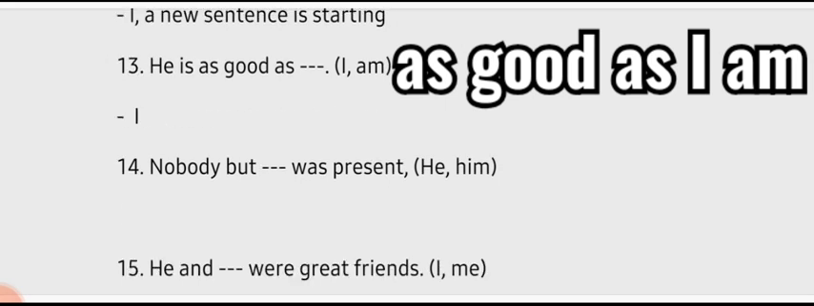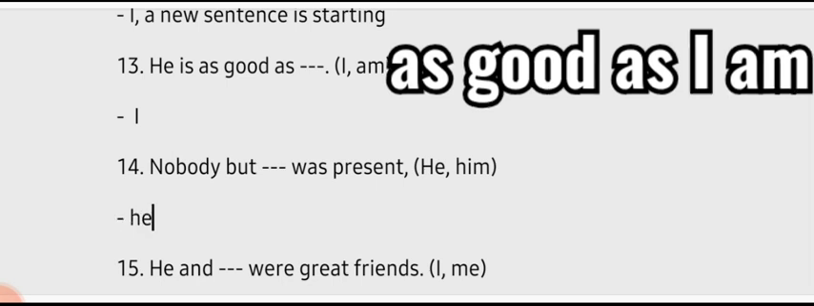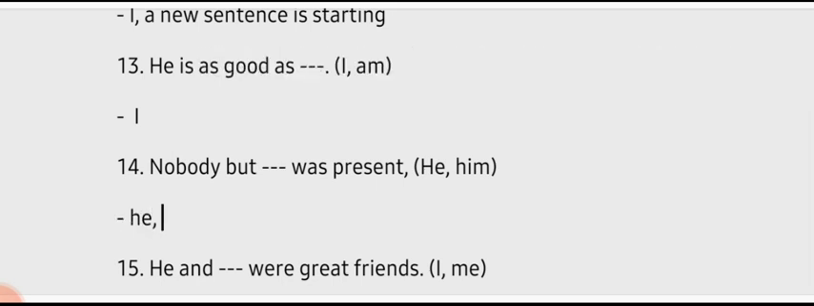Then nobody but he was present. And why he? Because after but means nobody, but is the preposition, nobody but he was present, and was is the helping verb. So sentence starts from the word which is used before was, right? And definitely him was present is not possible. So he was present, he is. We need the pronoun as a subject, right?